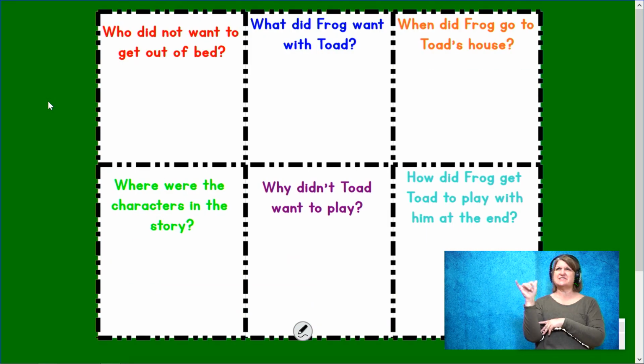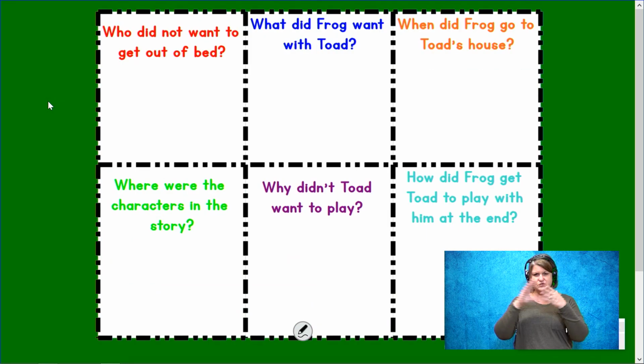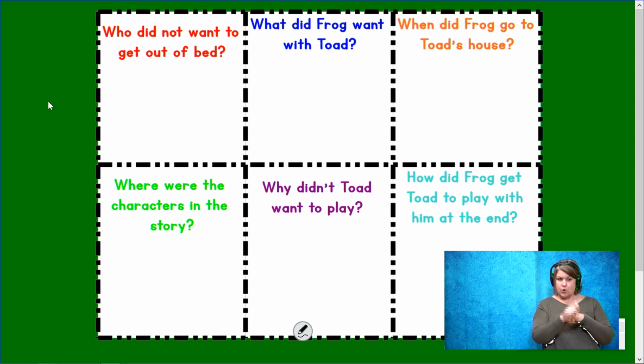Wasn't that a good story? I told you, Frog and Toad is a wonderful book. Now, for our lesson today, we're going to focus on specific questions from the text to show that we understand what we read. Remember what I told you, what each question word means. Let's look at the first question.